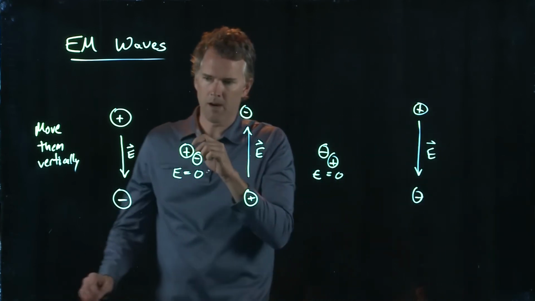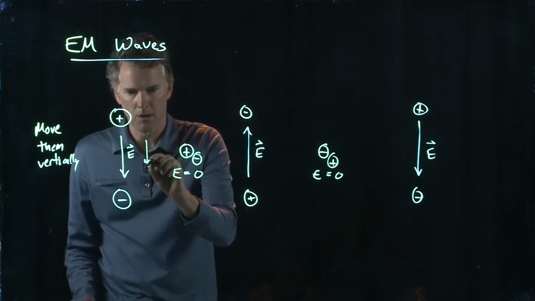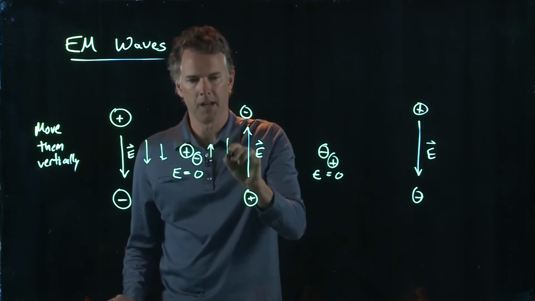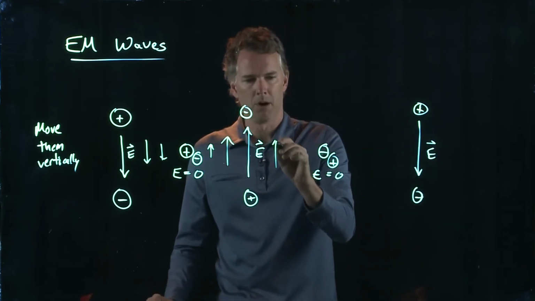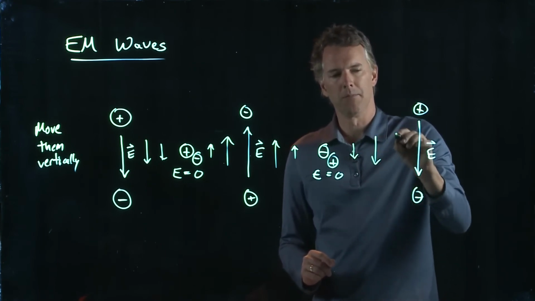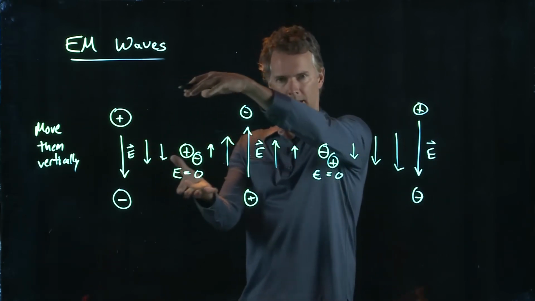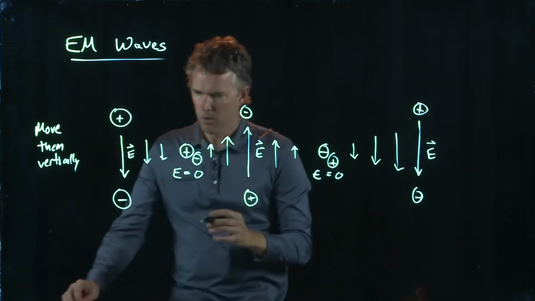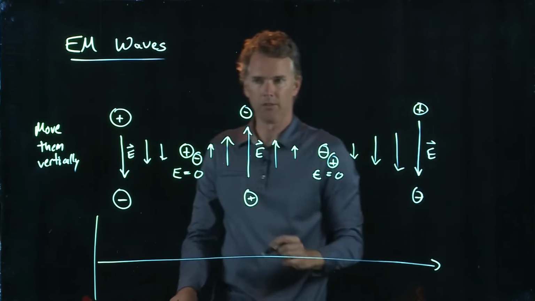So if I think about what this E field looks like, it is getting smaller and smaller and eventually zero. And then it flips direction and starts getting bigger and bigger, and now it's positive. And then it gets smaller and smaller until it's zero, and then it flips direction and gets bigger and bigger until it's again pointing in the negative direction. It sort of oscillates up and down. Okay? And that hopefully looks familiar to you. Right? We like things that oscillate.